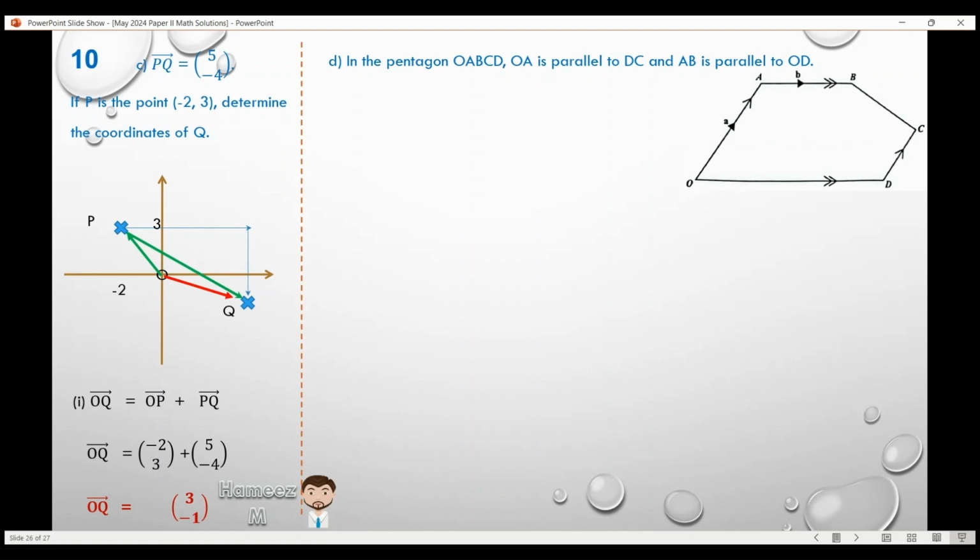In the pentagon OABCD, that 5-sided figure, OA is parallel to DC. OA is a sloping line to the right going up, and DC is also in the same direction.